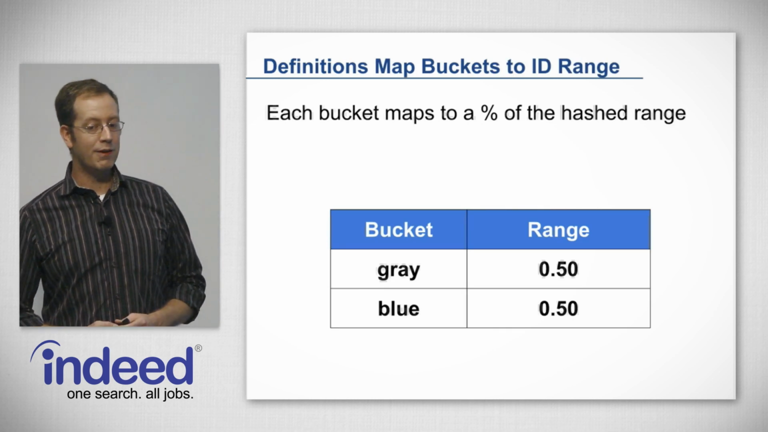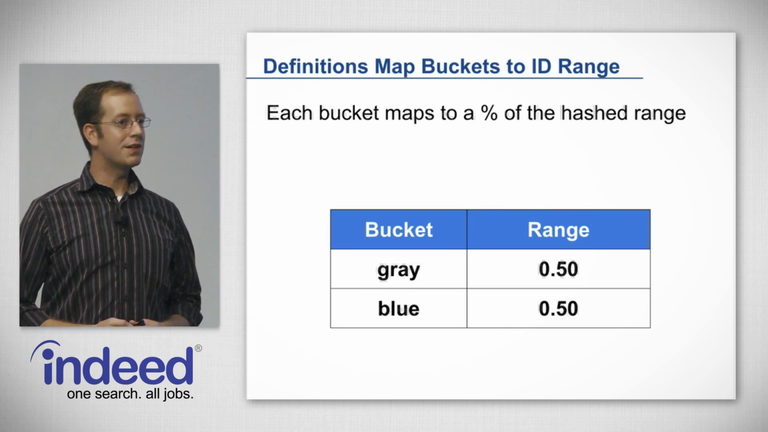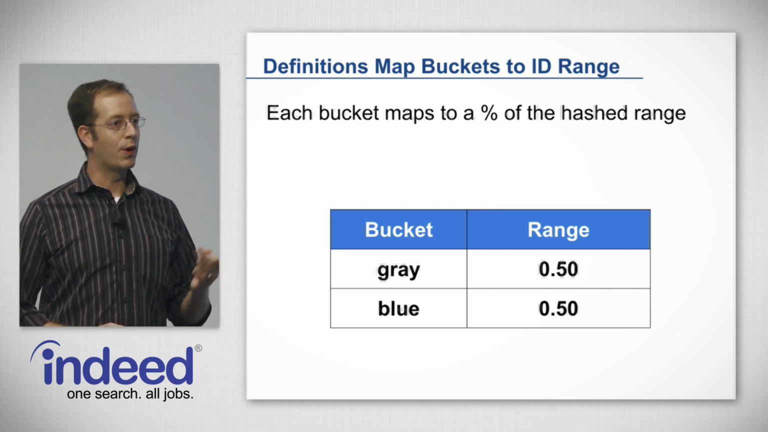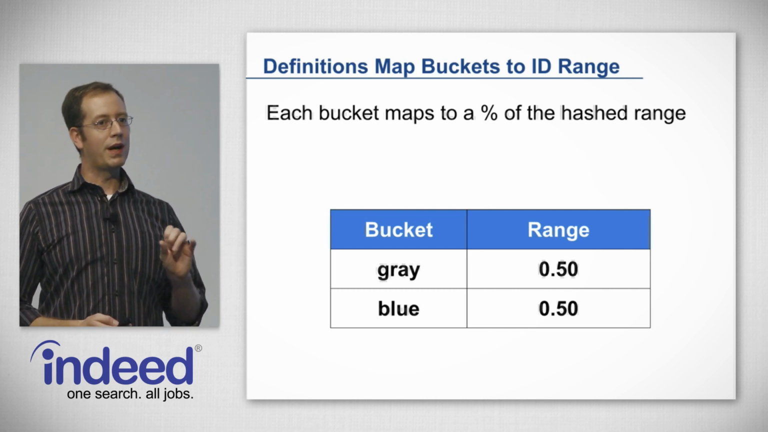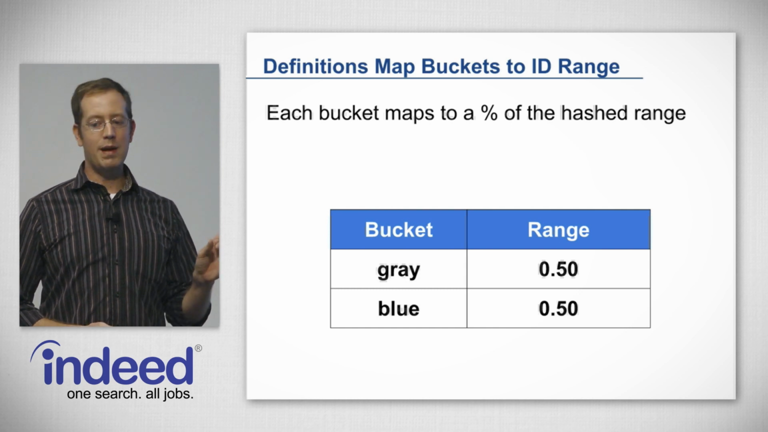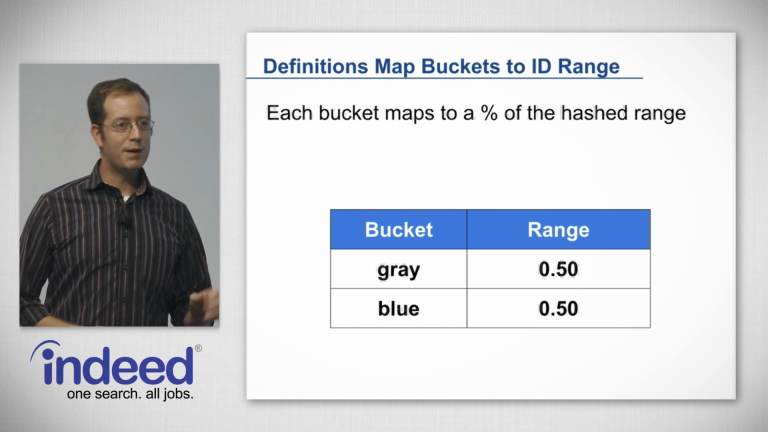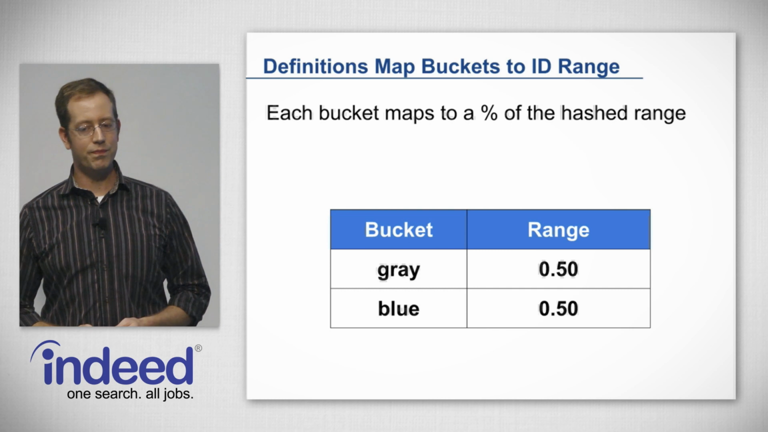To do the mapping from a bucket to an ID range, it is just mapping each bucket that we have, our 0 and our 1, to a sub-range of the overall range. 50% of the people end up in the gray group. 50% of the people end up in the test group.